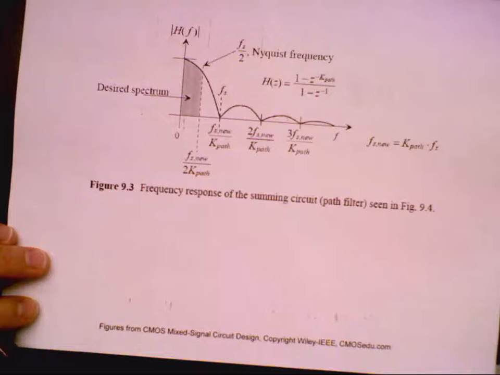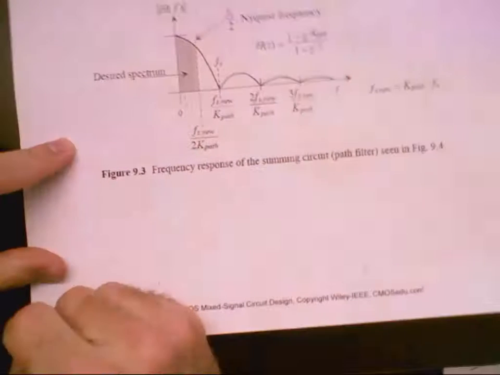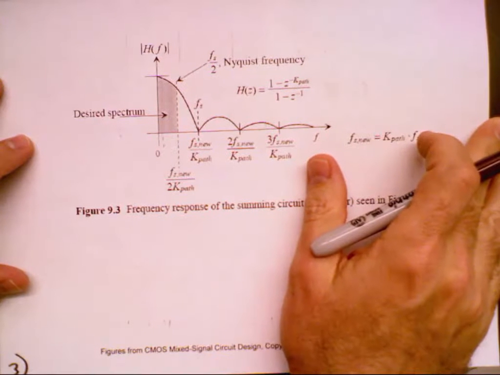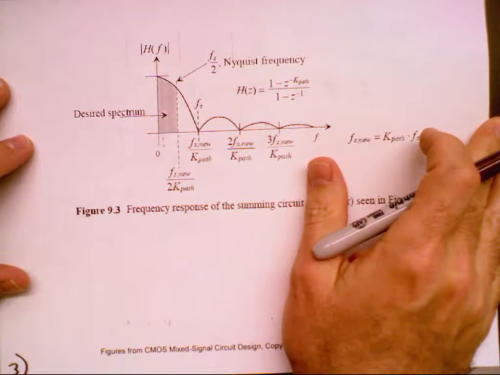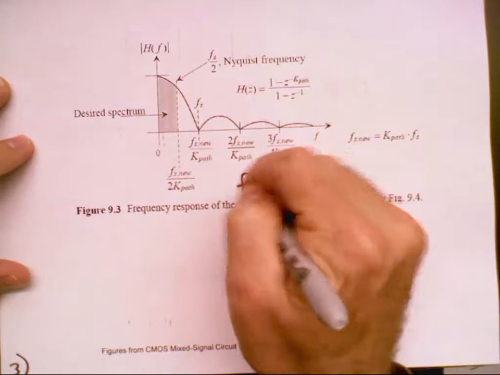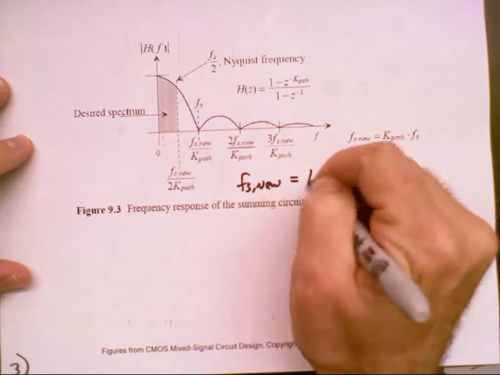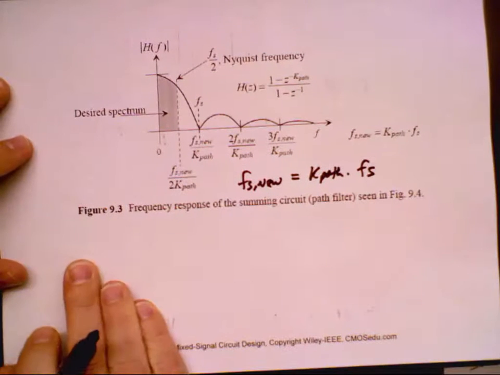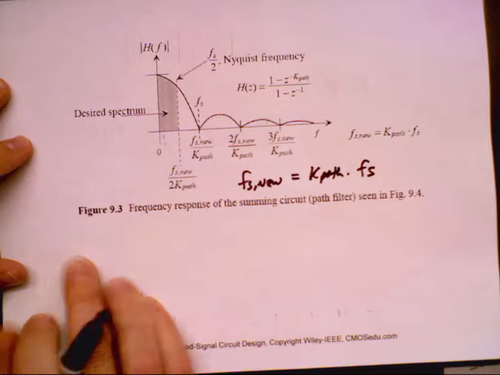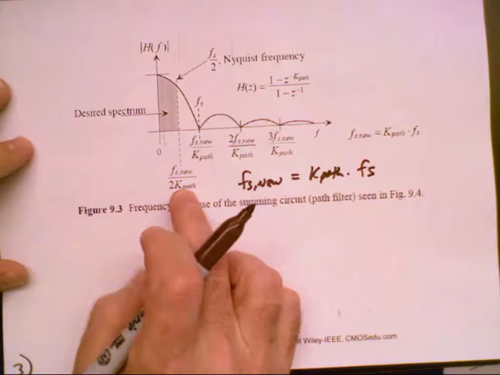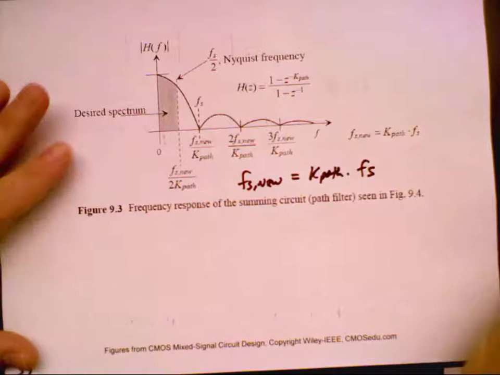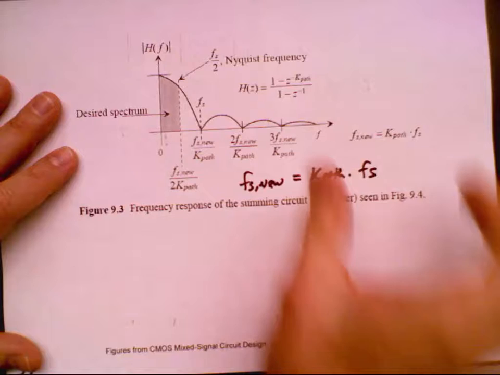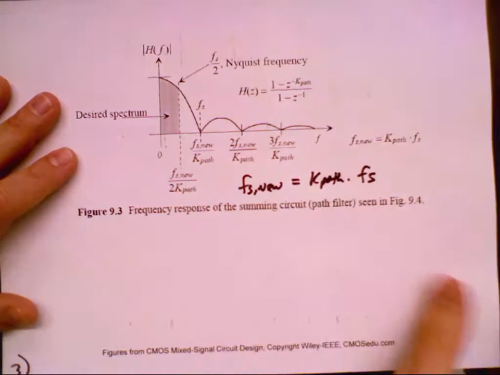So I've got f sub s new, which is what? And here's my filter that I'm plugging in, and this gives me my desired spectrum. The bottom line is that I'm going out to f sub s new, and then repeating, rather than f sub s.